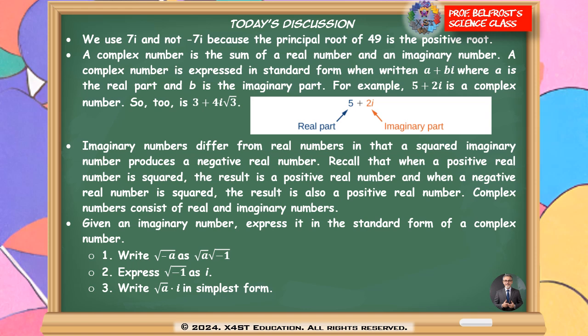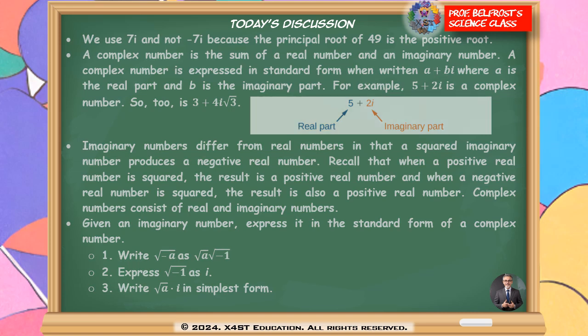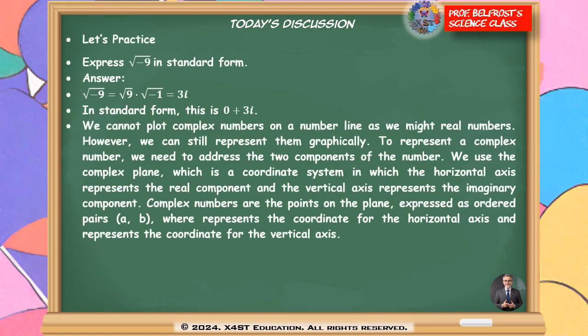So given any imaginary number, we can express it in the standard form of a complex number by first writing the square root of -a as the square root of a times the square root of -1. The square root of -1 we express as i, and we take the square root of a into account as we did in the operations before. I just need to multiply them. So actually this is very simple.